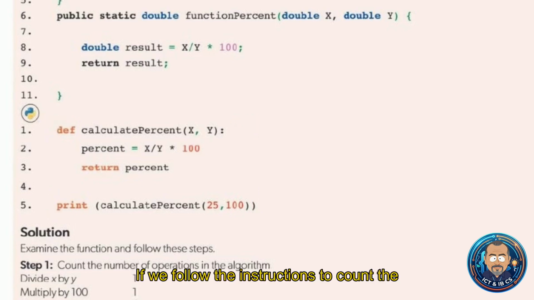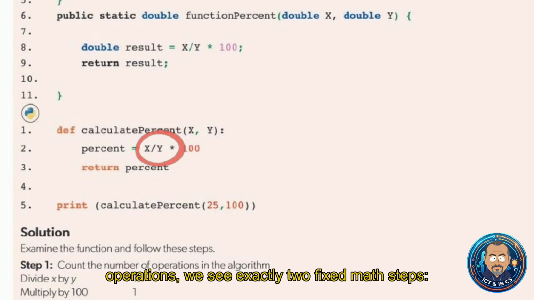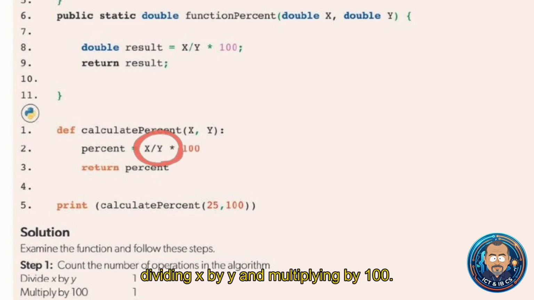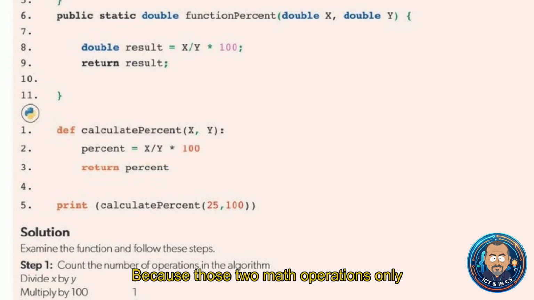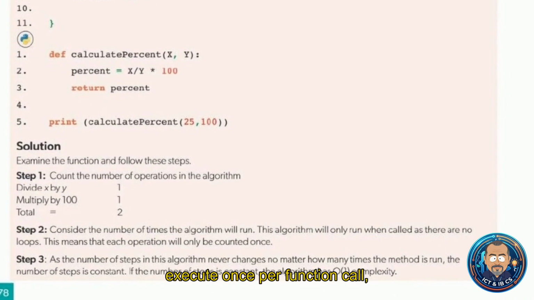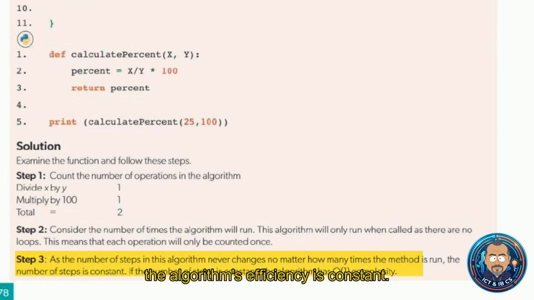If we follow the instructions to count the operations, we see exactly two fixed math steps: dividing x by y and multiplying by 100. Because those two math operations only execute once per function call, regardless of whether the input numbers are tens or trillions, the algorithm's efficiency is constant. In Big O notation, this is written as O(1).